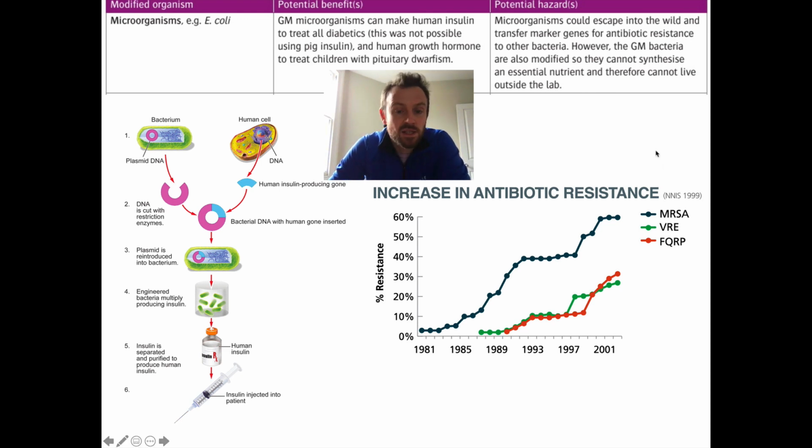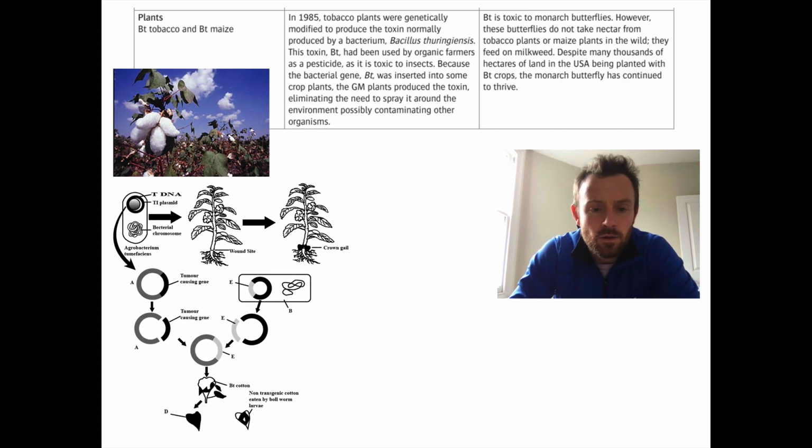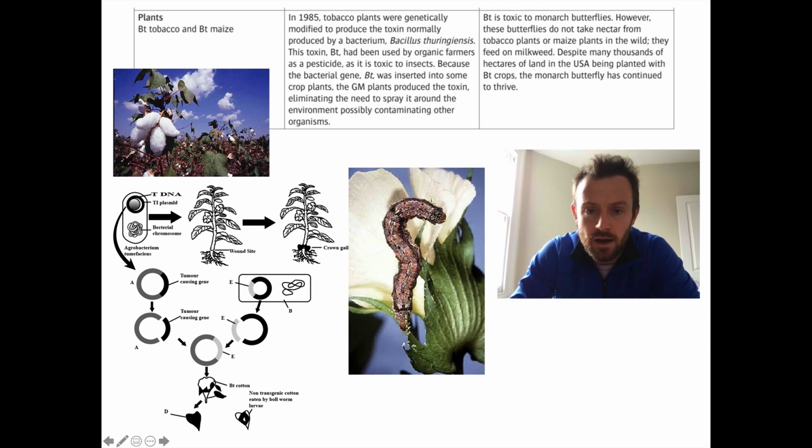So, next example, plants. Okay, we can engineer plants in various ways, and one of the things we can do is we can engineer something called BT, Bacillus thuringiensis toxin, into the plants. Now, why would we want to put an insect toxin in plants? Well, the why is down to this guy. This is a cotton bollworm moth or other insect pests that feed on crop plants. And this BT toxin is toxic to these caterpillars and to other insects. It's only toxic to insects.